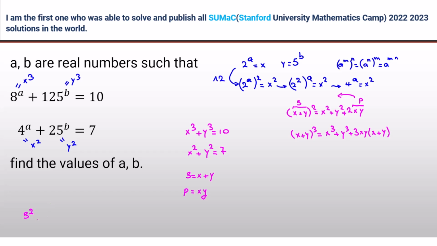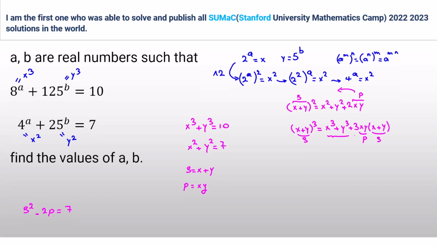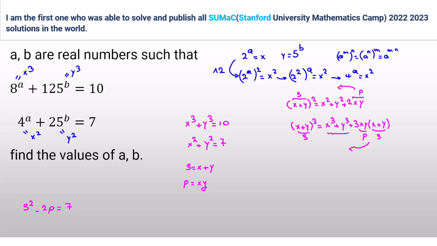is equal to 7. Now x cubed plus y cubed is this part. So this one is s cubed. This one is p by definition of product, and this one is sum. So x cubed plus y cubed, you can take it to the left side. It will be s cubed minus 3ps. So s cubed minus 3ps is equal to 10.